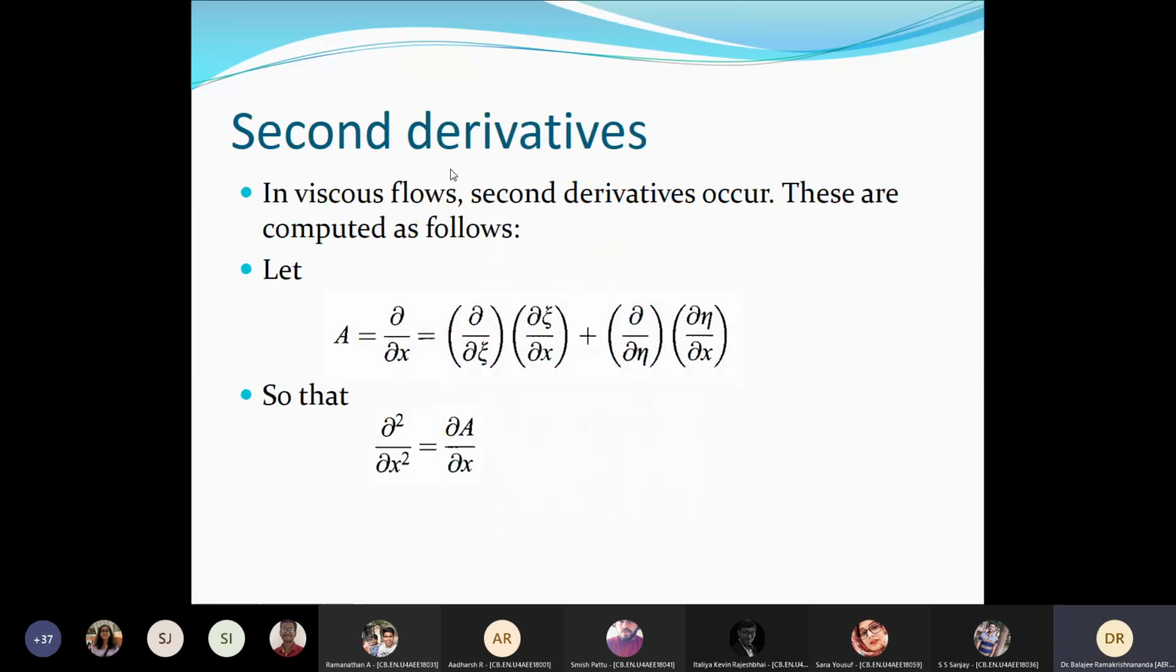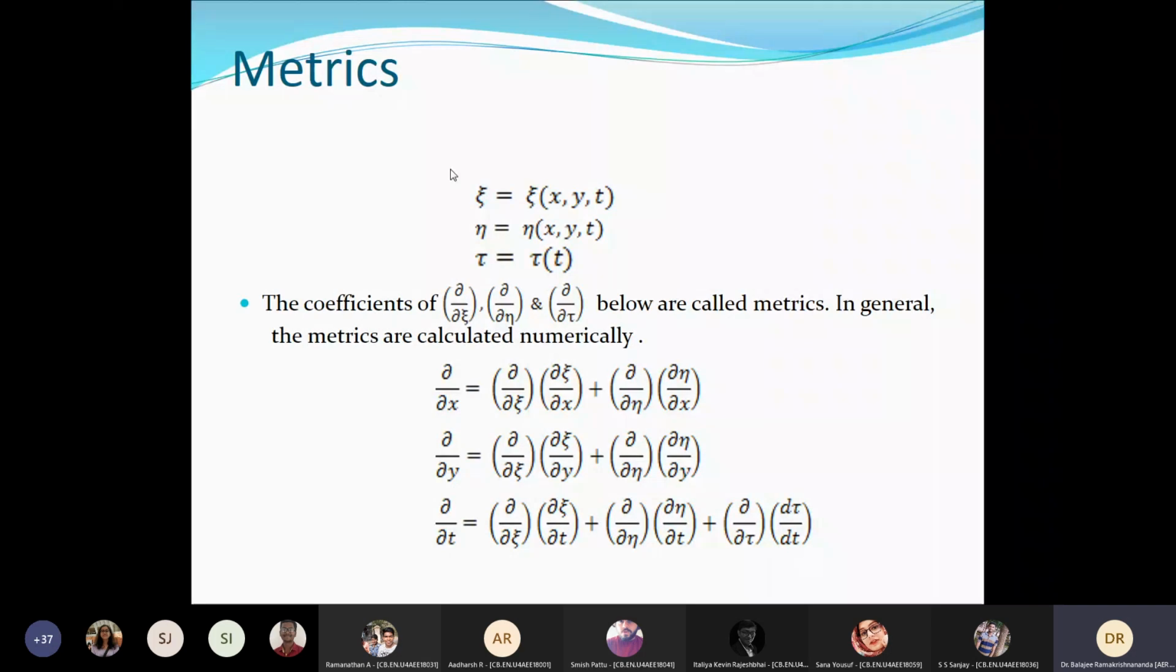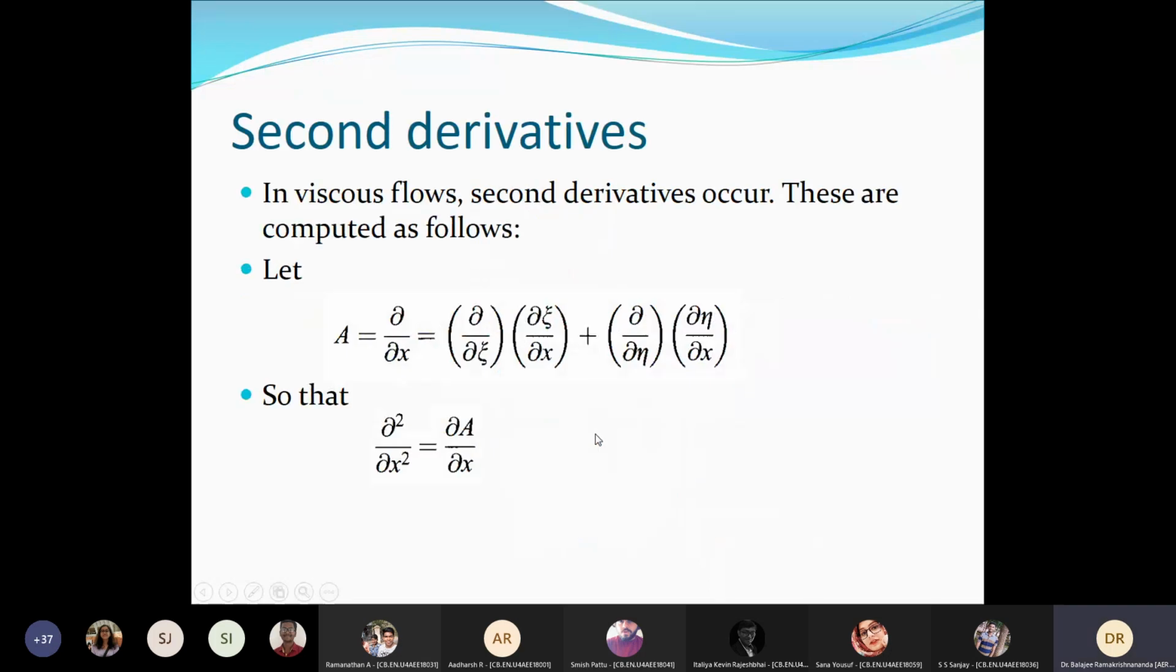So in viscous flows, second order derivatives occur. What we are saying here is, if you have ∂/∂x terms, you have to substitute them with these terms. ∂/∂ζ and ∂/∂η is how they should look in the transformed plane. For that you need this ∂ζ/∂x and ∂η/∂x. These can be calculated, so you can write these equations in the transformed plane also. Now second order derivatives are there.